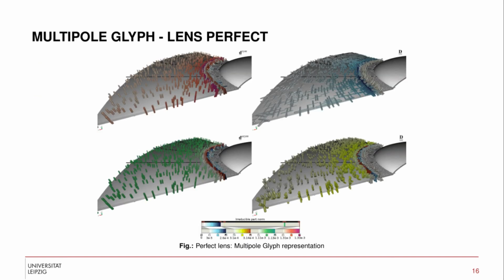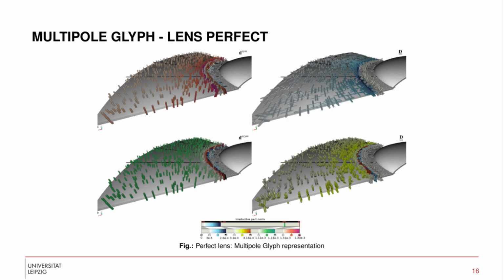This is how it looks for the lens example. At first it looks a little bit confusing, but we can look at it in more detail. First, analyzing the color, we can see that these two deviators of higher order, or the irreducible parts of the higher order deviators, do not have influence on the complete tensor, as they are much smaller than the norms of the two first order deviator parts.